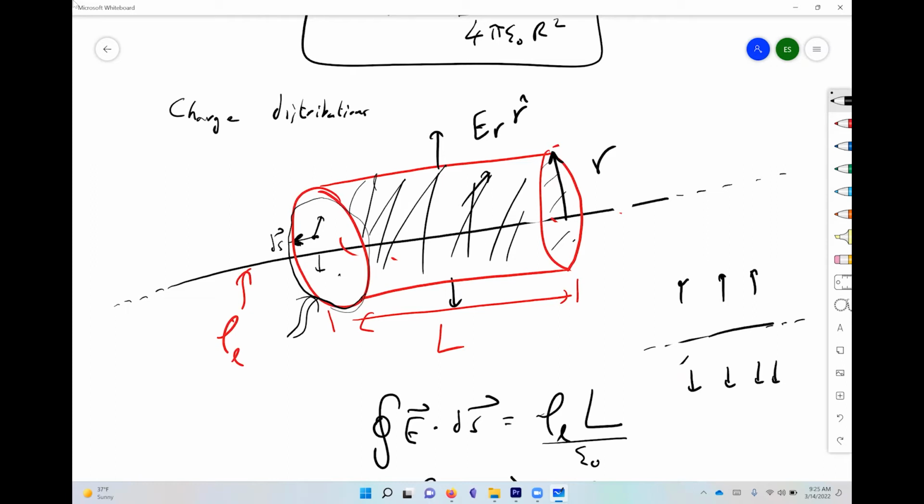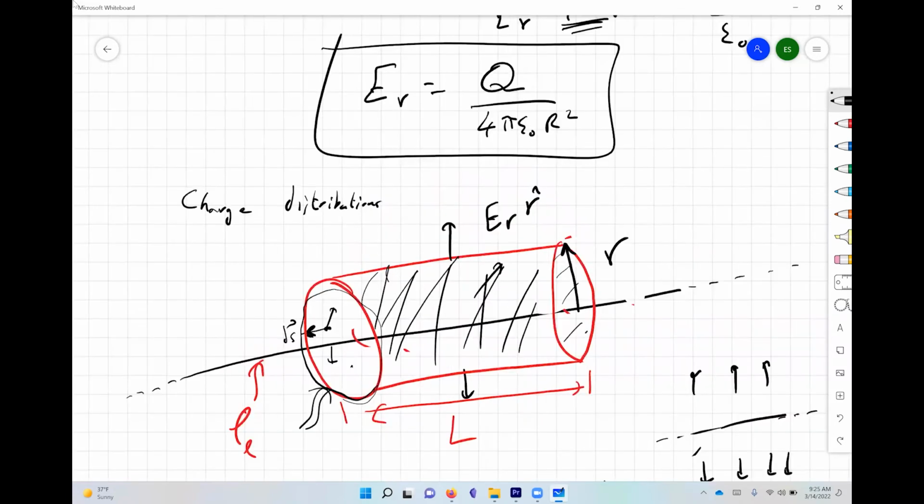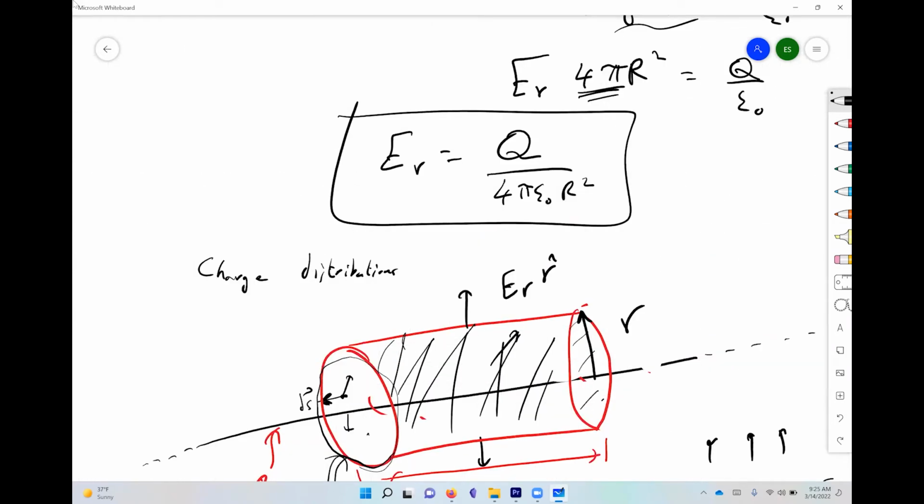If you try to find a field using Gauss's law, and you discover you have to do some integration, you're doing it wrong. You probably should go back. If you cannot find a symmetrical surface, then you should probably go back to the Newton method. Not the Newton method, sorry, the Coulomb method.